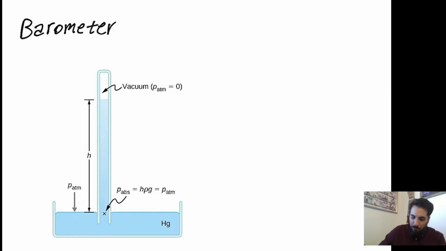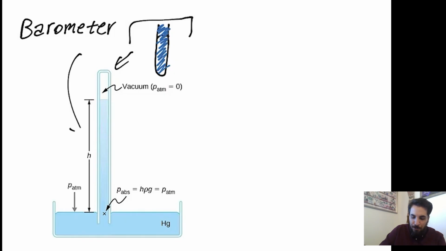How it's made is we take this tube and we fill it up with some fluid. And after we fill it up with some fluid, we put a lid on it and we flip it over. And when we flip it over, what's important is that the area up here becomes a vacuum. What does that mean? That means that the atmospheric pressure up there is 0.